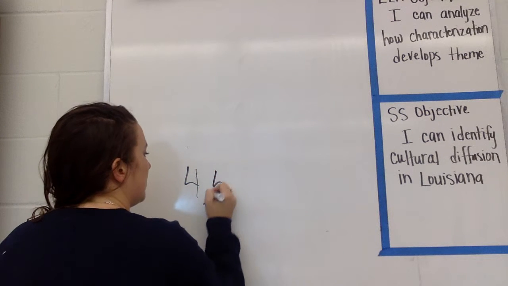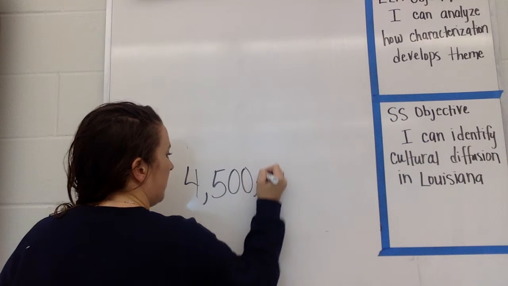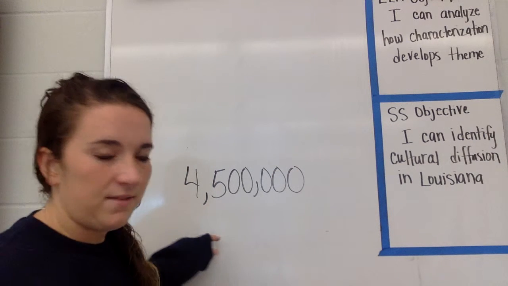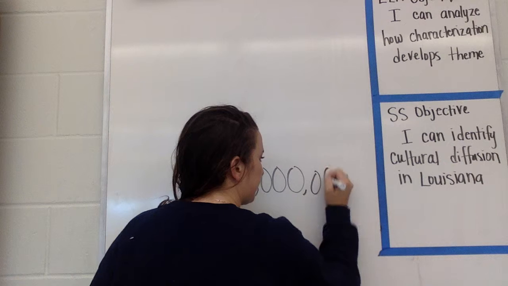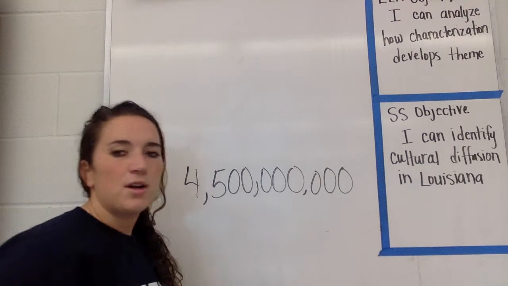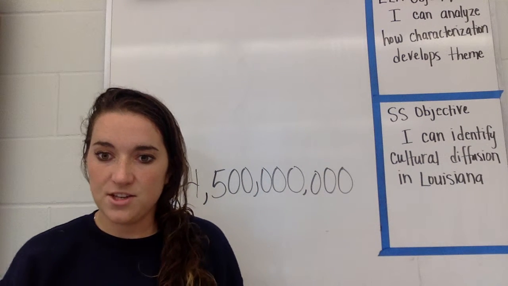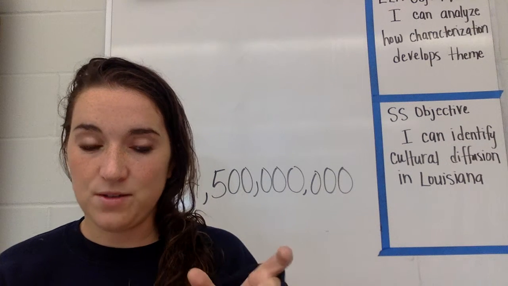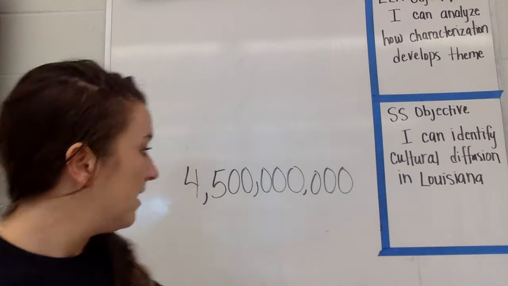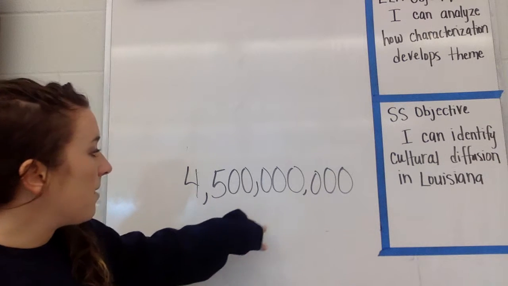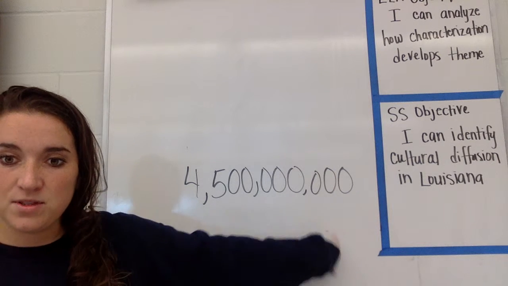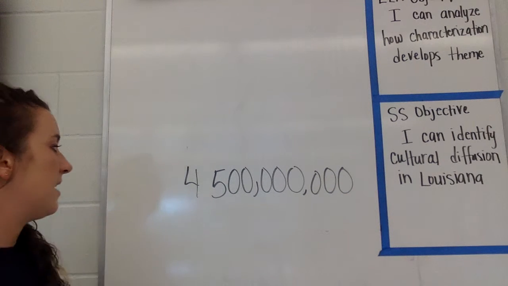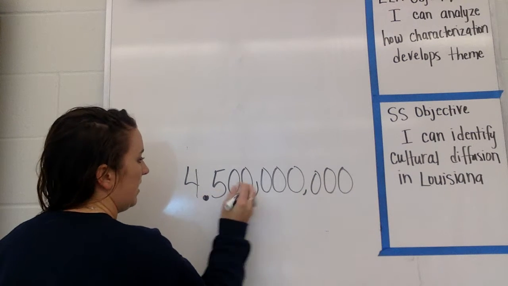So we have 4,500,000,000, and we have to write it in scientific notation. If you remember our two rules of scientific notation, the first rule is that your front number needs to be between what two numbers? Yeah, 1 and 9. So where can I put the decimal in this problem so that it's between 1 and 9? Right, I give it my decimal right here.